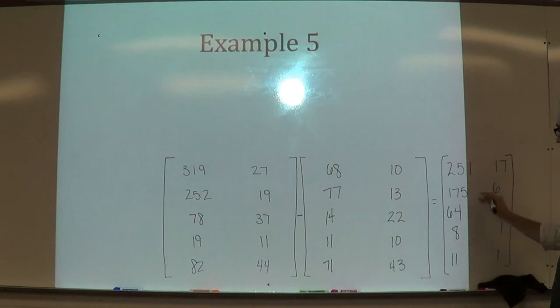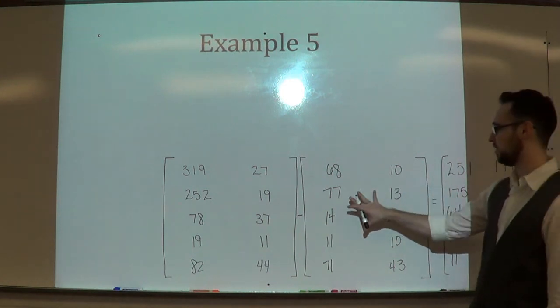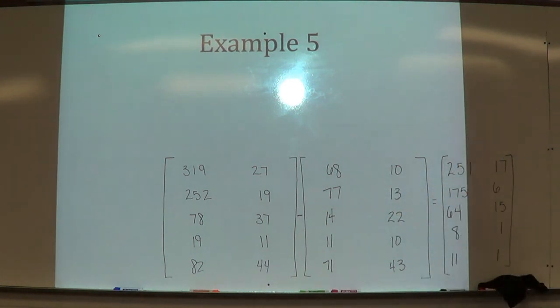Again, making sure that the final matrix we end up with is the same dimensions as the first two matrices we had, which would have been a 5 by 2. So there's 5 rows, 2 columns.